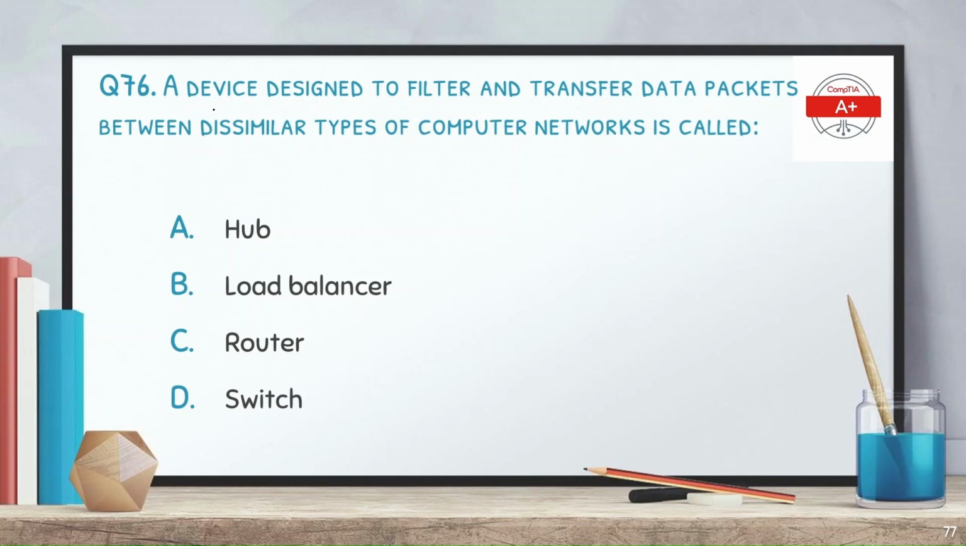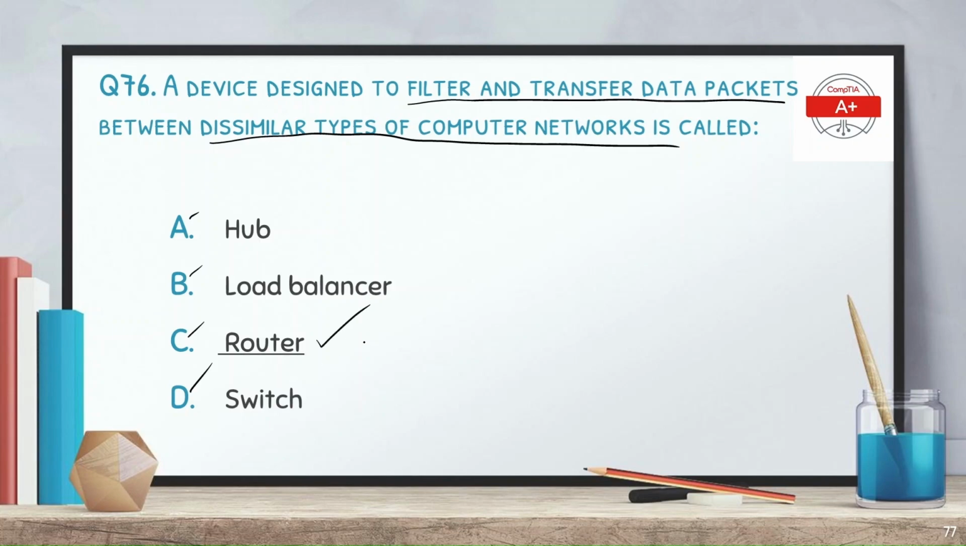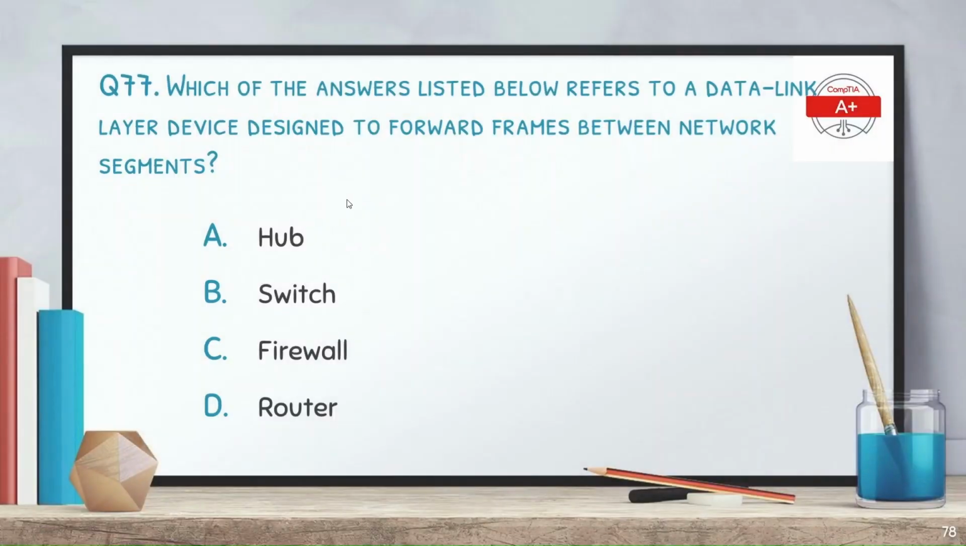Question number 76 is that a device designed to filter and transfer data packets between dissimilar types of computer networks is called. The options are A, hub; B, load balancer; C, router; and D, switch. And the correct option is the router. So the router is used to route traffic between dissimilar networks.